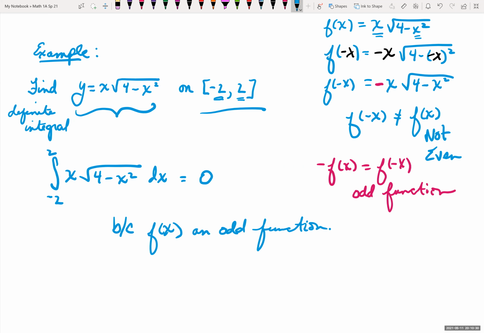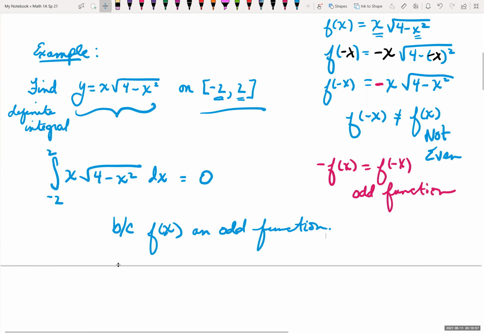Okay, so let's actually look at this too. Let's say that we didn't notice that this was an odd function and we wanted to take the definite integral. Let's take the definite integral from -2 to 2 of x times the square root of 4 minus x squared dx. And let's show that we get 0 back.